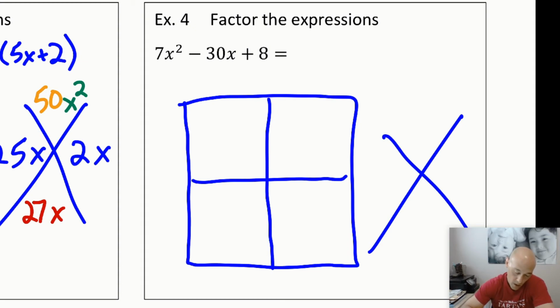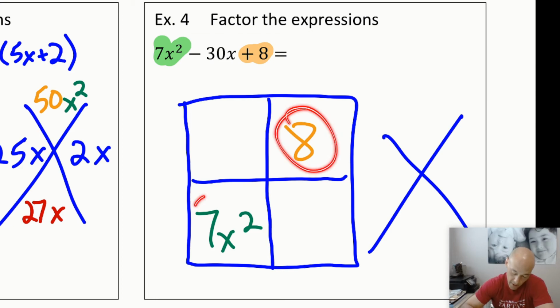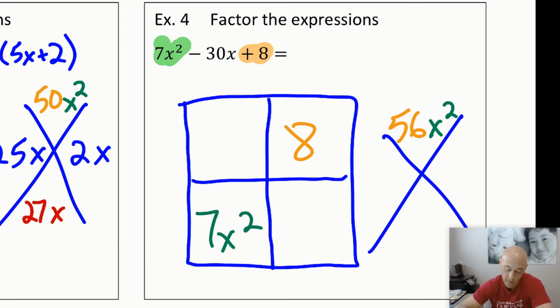So this is another situation where these do not have a common divisor, so we can't factor anything out. So we're going to take that 7x squared into the lower left-hand corner, take the constant, the 8, into the upper right-hand corner. Now we're going to multiply those two together and get 56x squared, because 7 times 8 is 56. And we're going to put that negative 30x into the bottom of the diamond.